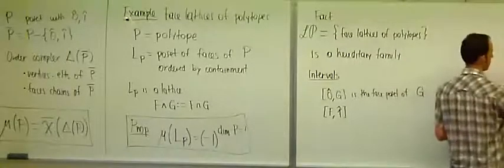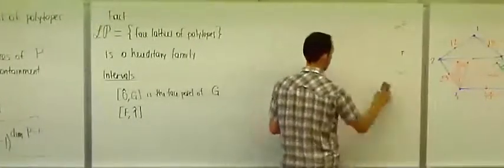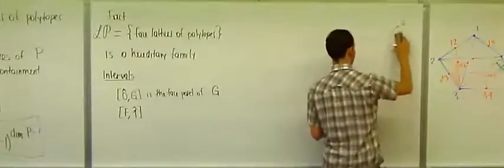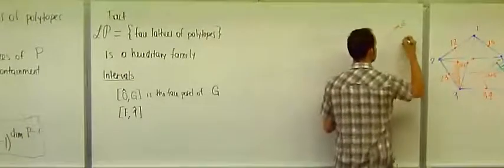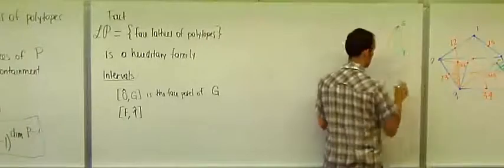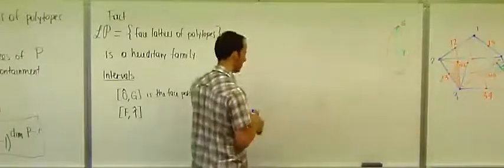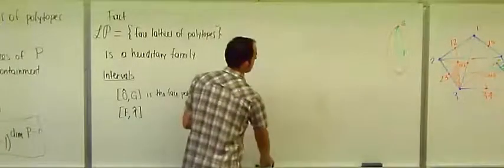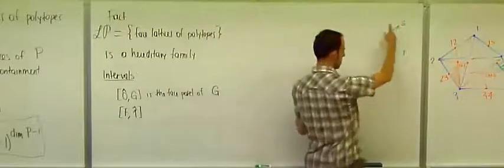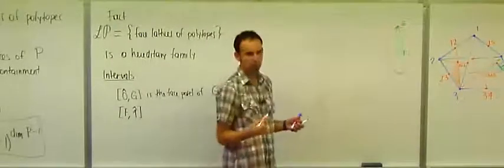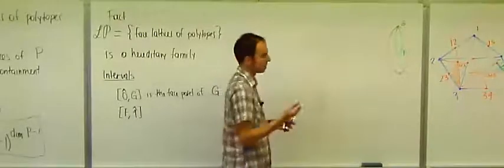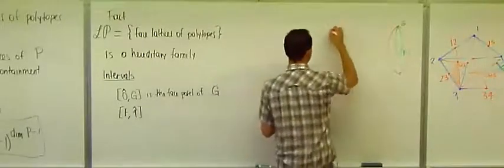So let me change the picture so that we can see a little bit better what's going on here. I'm running out of colors here, but the orange thing we are assuming is a face poset. So it's a face poset of some polytope. Maybe this is the polytope.